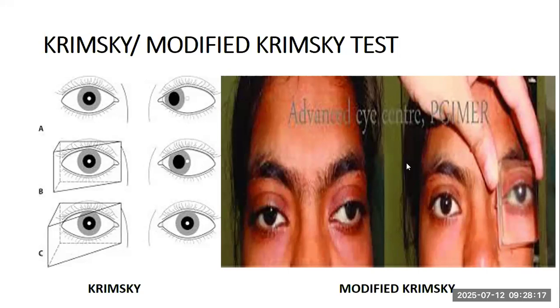In the modified Krimsky, the prism is placed in front of the deviating eye. And the same thing is done. You keep increasing the amount of deviation until there's no obvious decentration of the corneal light reflex. The modified Krimsky is usually used for patients with larger deviations and in eyes that the vision is not really clear. They have poor fixation. So you put it in front of the deviating eye and you get your measurement.